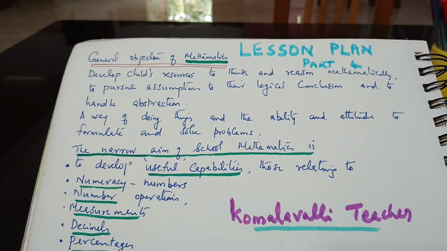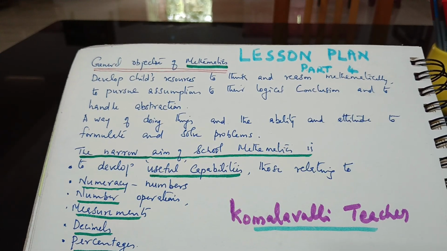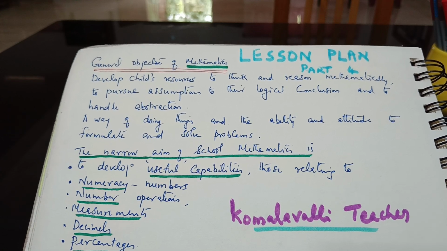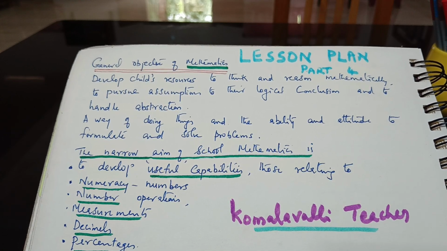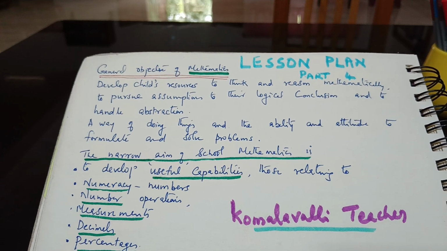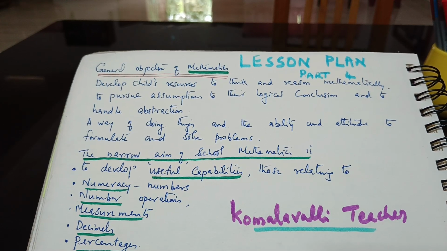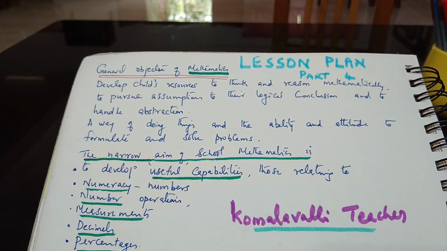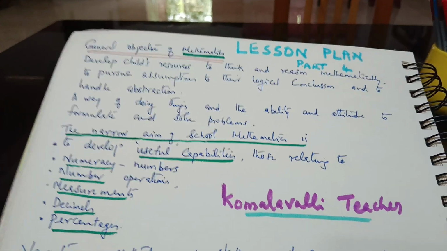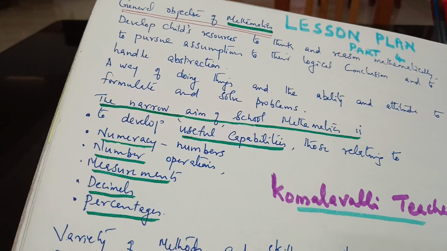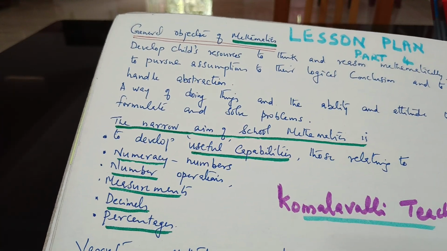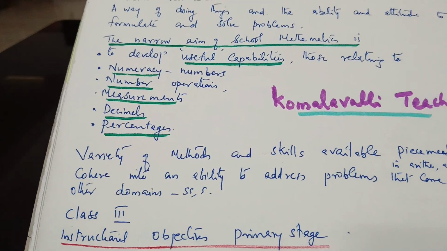What are they? The narrow aim of school mathematics is to develop useful capabilities, those relating to numeracy, that is regarding number, then number operations, measurements, decimals, and percentages.